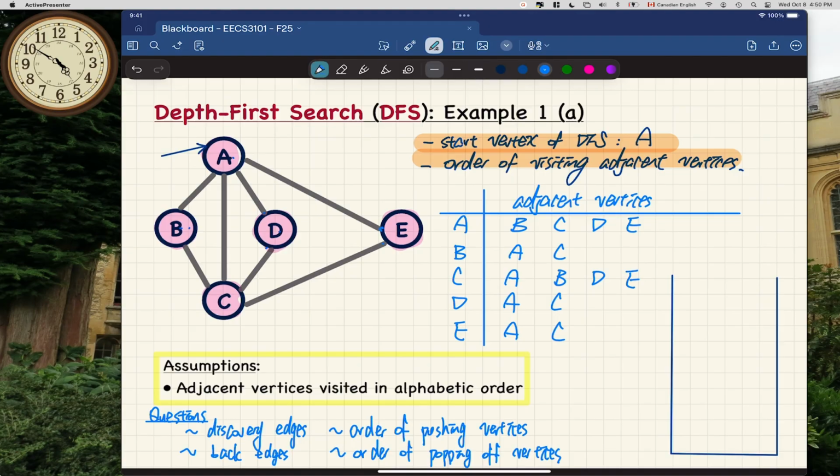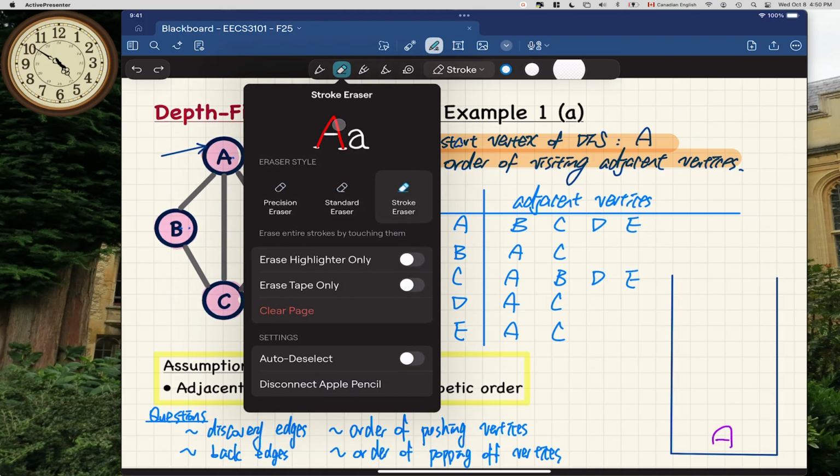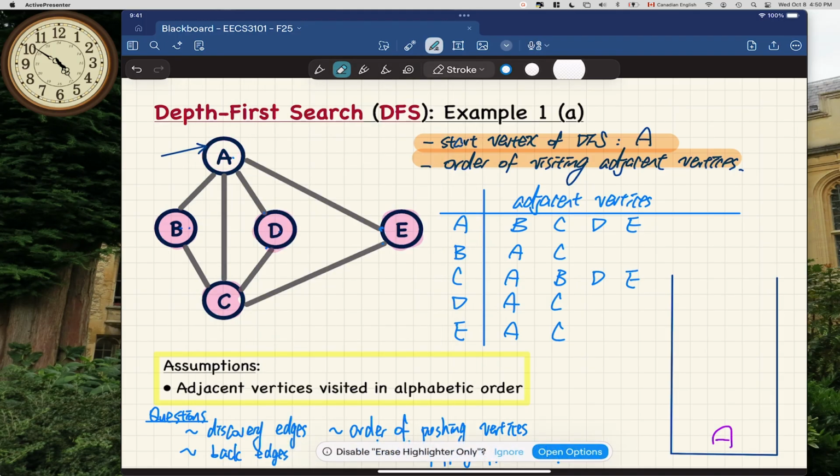So I'm going to visit the first one. I'm simply going to put A onto the stack, and at the same time, A here is going to be visited. Let me change that to green. Now at A, I need to make a decision about visiting its neighbor. According to the order I just specified, I should really go to B first. So I should go to B.